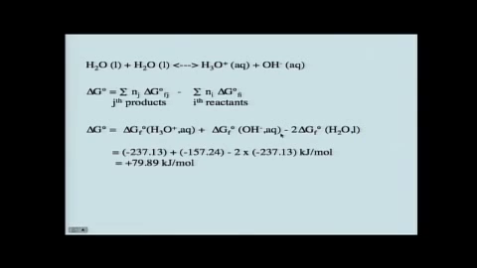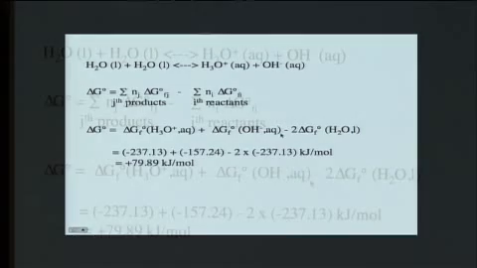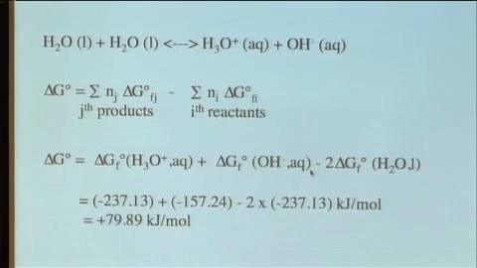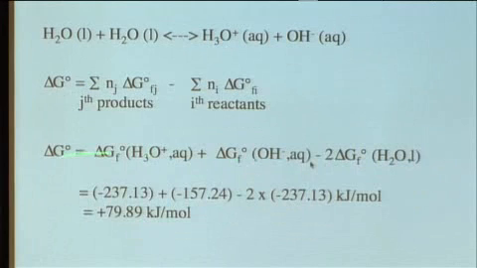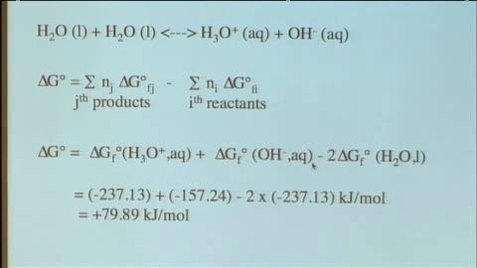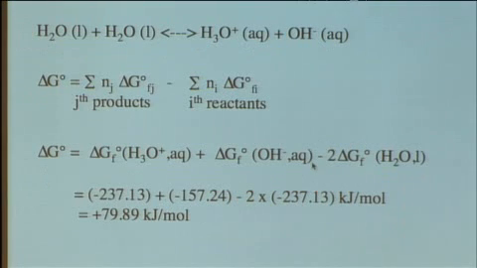So we're going to pick one and just calculate the delta G. We can look up these values of formation for our products and our reactants and plug them in, and we get a value for delta G naught of plus 79.89 kilojoules per mole. So we have a positive value here.